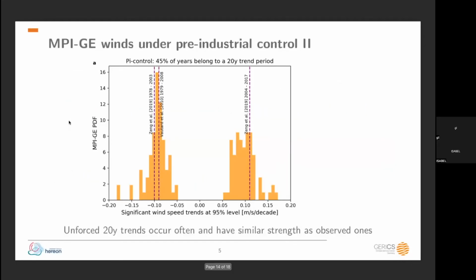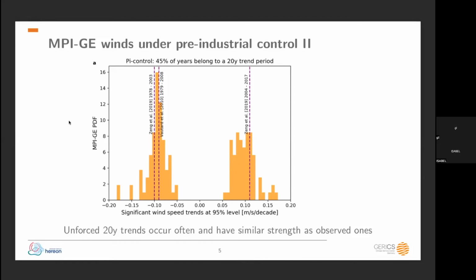Moreover, the amplitude is also correct. So this is a histogram of the wind speed trends, the probability distribution of the wind speed trends, and orange is what the climate model tells us. And then the black vertical lines are what the observations tell us. And they match pretty well. As I said, this is for pre-industrial control, so pre-industrial conditions.